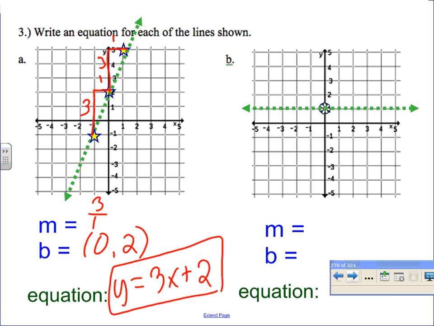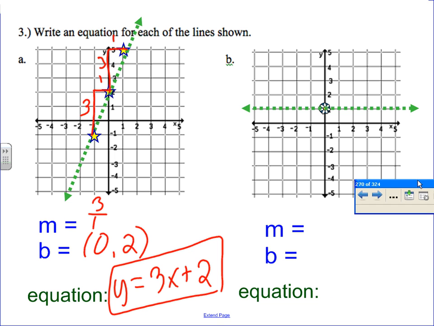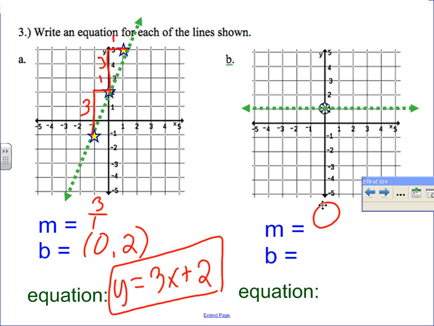Okay, letter B. What about this one? Who remembers and can tell us what is the slope on B? Your line's like this. Abigail? Good, 0. Alexis, what's the y-intercept? Good job, 0, 1. Greta, what's the equation for B? Awesome. Easy enough, right? So if your line goes like this, there's not a rate of change. Your slope is 0. Your equation is going to be y equals a number.